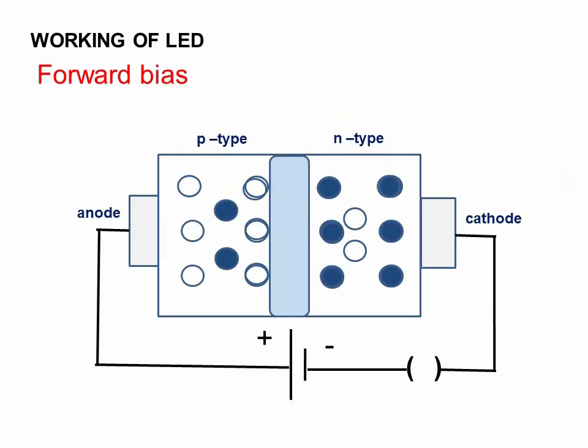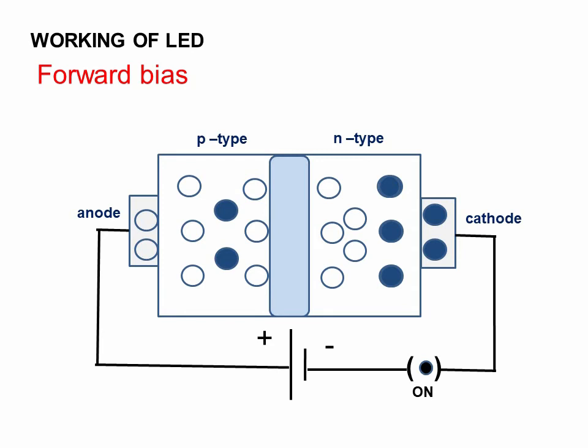Now, let us study the working of LED. Here the p-n junction diode is made up of direct band gap materials like gallium arsenide. Now, the circuit is switched on. Electrons are moving from the negative terminal of the battery to the cathode. At the same time, holes are moving from the positive terminal to the anode. The electrons in the cathode push the electrons in the n type. At the same time, the holes in the anode push the holes in the p type.